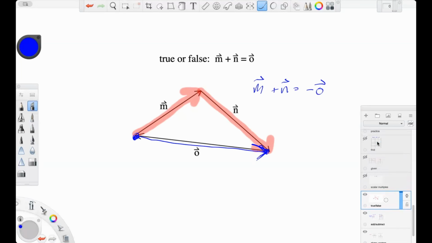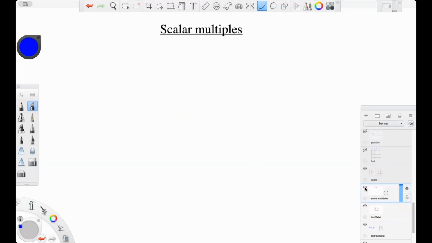All right, cool. Next, let's talk about scalar multiples. So scalar multiples is really just a way of saying take the vector that already exists, and we're just going to scale it up or down, right? So this is just scaling a vector up or down by some quantity, by some multiple, right?